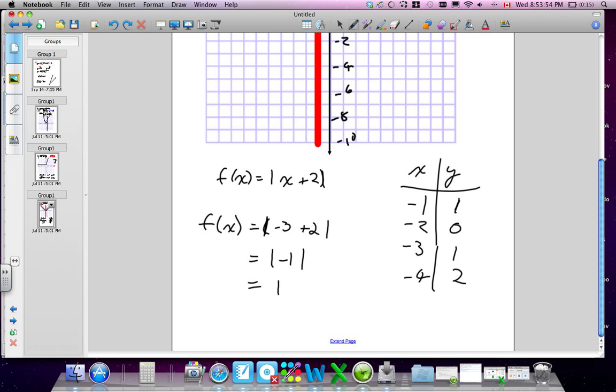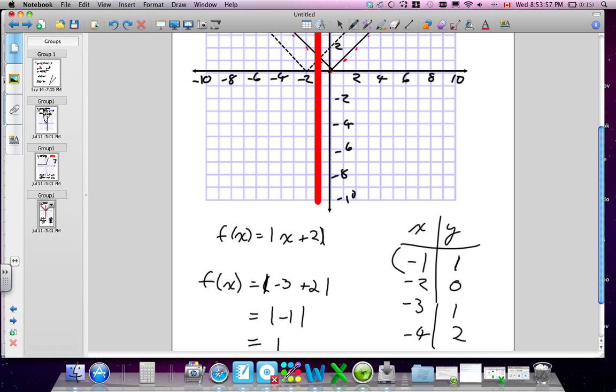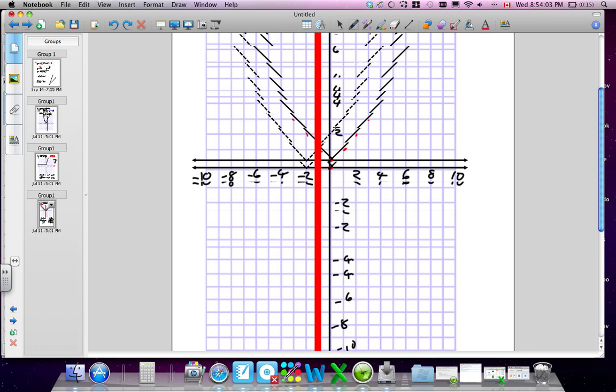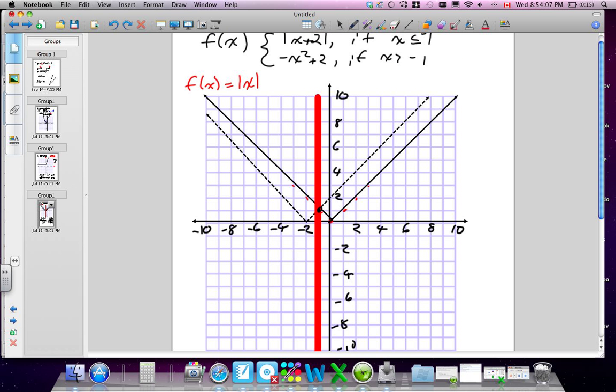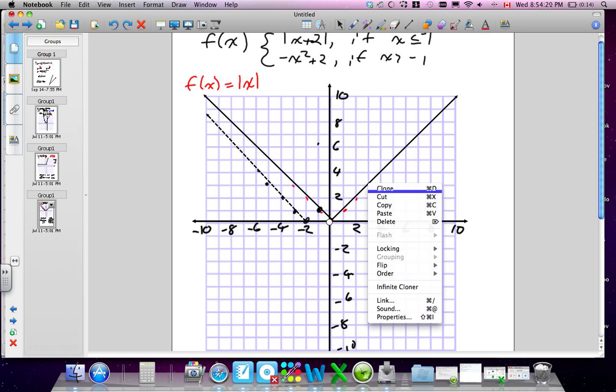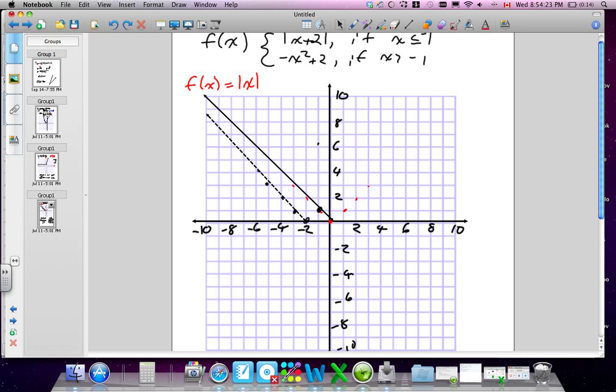So let's plot those. These are literally coordinates. Negative 1, 1. Negative 2, 0. Negative 3, 1. Negative 4, 2. Since those are coordinates, this is our negative 1, that 1. Negative 2 was 0. Negative 3 was 1, and 4 was 2. So now I'll get rid of all this other junk so it makes sense, because the function we're really trying to draw now is right here. This is the whole function up to negative 1.